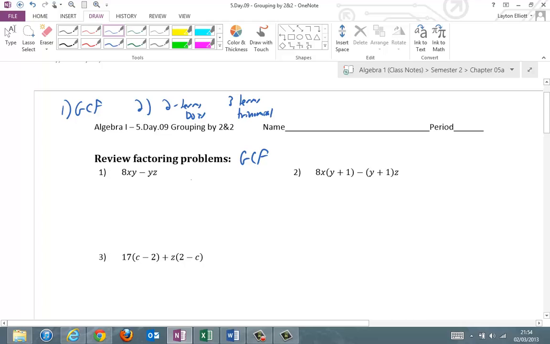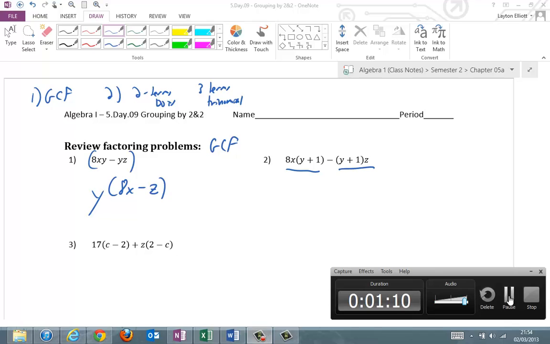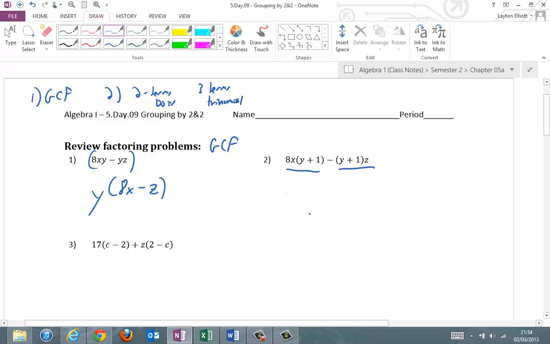So just to keep in mind what's going on here, number 1, if we look at what's greatest common factor between the two of those, it's just a y. We have 8x minus z left over. Number 2, this is back to the type where we have 2 terms that are actually groups. We have a y plus 1 in common to both of those. That's going to come out as a parentheses group, and that leaves behind the 8x minus z.